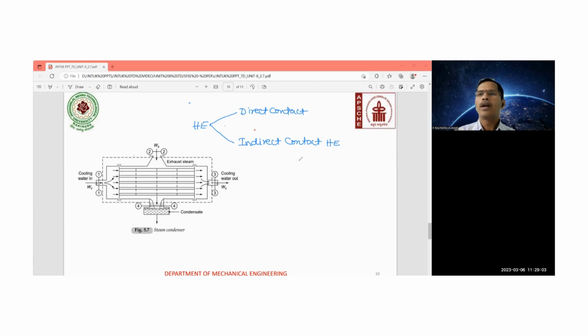So here the hot fluid is not going to mix with the cold fluid, right? So the hot fluid is flowing around the pipes, whereas the cold fluid is going to pass through the pipeline. Hot fluid is above the pipeline. So how are we going to apply this steady flow energy equation?